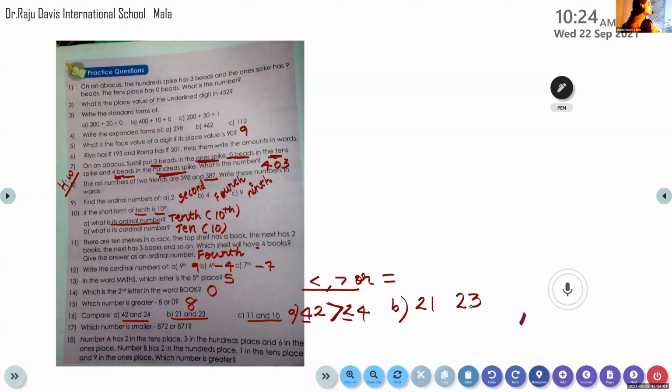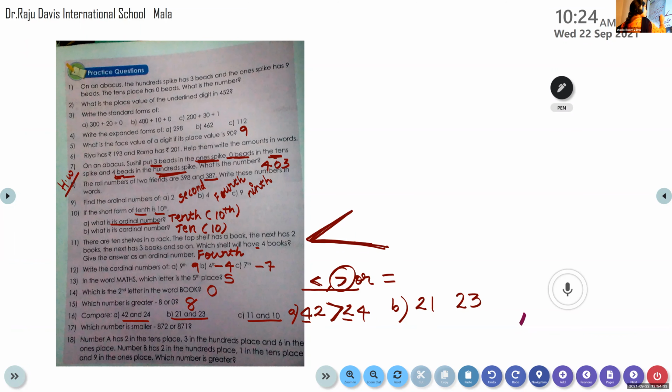Okay, 21, 23. Please compare these numbers. We have to use less than or greater than. Less than. Yes, dear. Which symbol, first one or second one? Less than symbol, second one. Sorry, second one. This one. Do I want to use this one? First one. Yes, my dear. We have to use less than symbol like this.